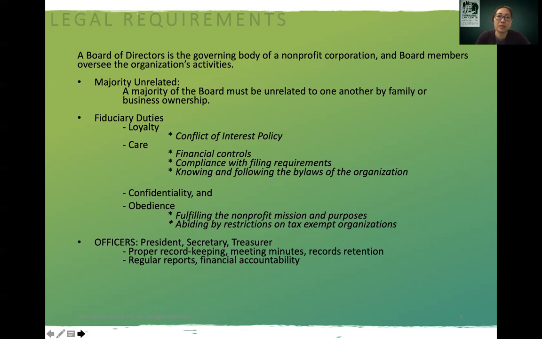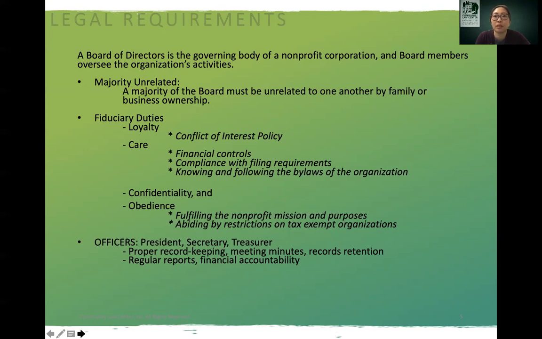So in light of these duties, every board should have a conflict of interest policy that each person understands and abides by. Every board should have financial controls in place that each person understands and abides by. And this includes proper financial record keeping, reporting, and accountability, so that, for example, in no situation should only one person have control of the finances.